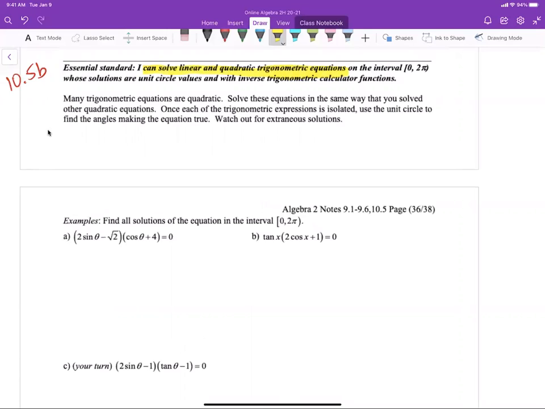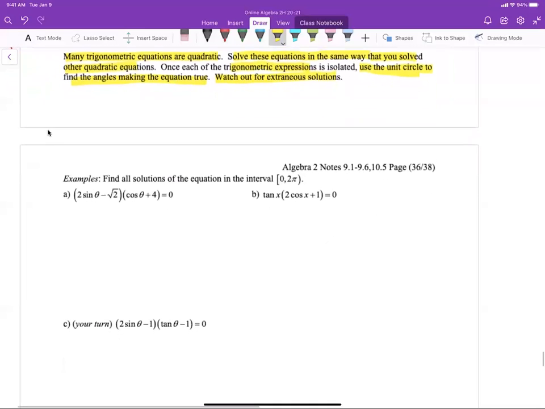Today we're going to work on quadratic. So many trigonometric equations are quadratic. We will solve these equations in the same way that you have solved other quadratic equations. Once each trigonometric expression is isolated, we will use the unit circle to find angles making the equation true. And we will be paying attention for extraneous solutions.